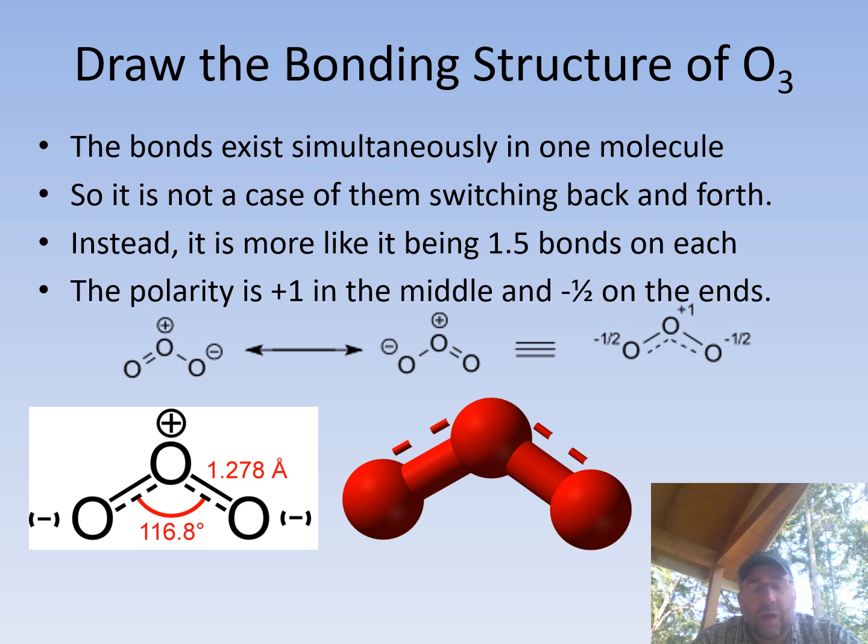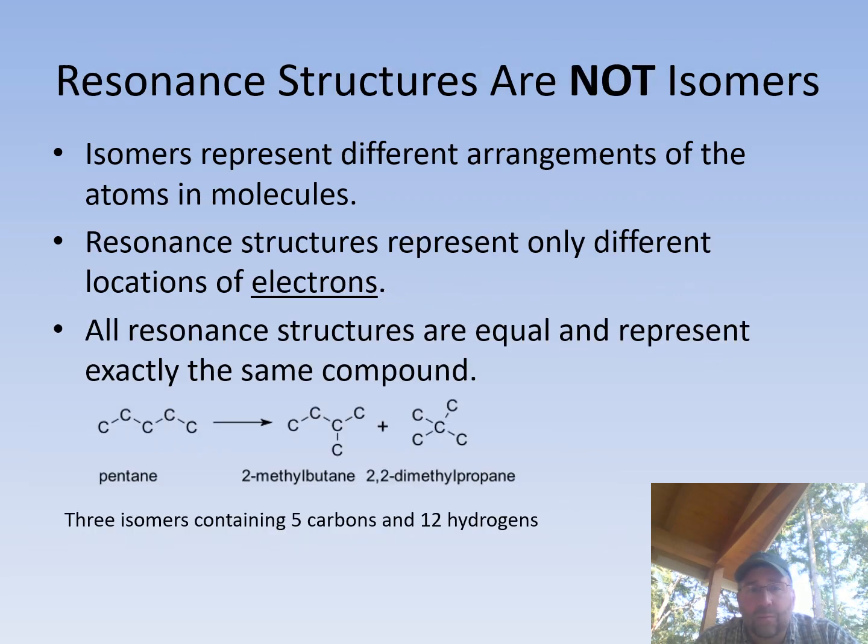Again, remember that this is not an example of that double bond switching back and forth rapidly between the 2. They actually exist simultaneously. Resonance structures are also not isomers. Remember, isomers are different structures that contain the same number of atoms. So for instance, these are 3 isomers of carbon that all contain 5 carbons.